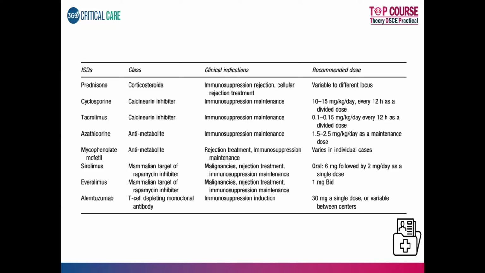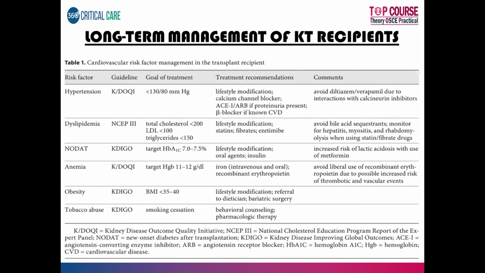And prednisolone, basically methylprednisolone, is used at 5 to 7 mg per kg body weight. That is the starting dose of methylprednisolone in post-transplant patients. At least you have to remember these 3 doses of the drugs. And the last slide tells about the long-term management of these kidney transplant patients.